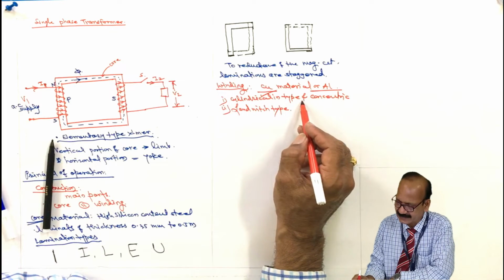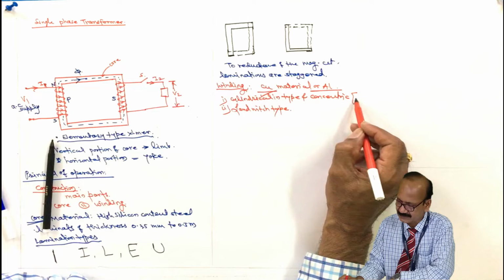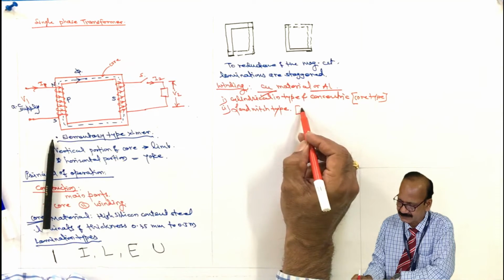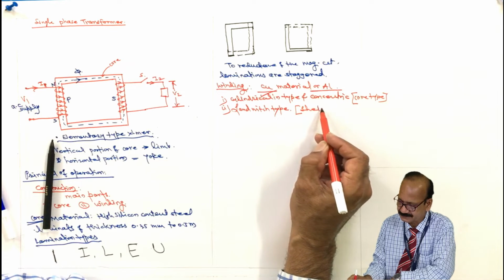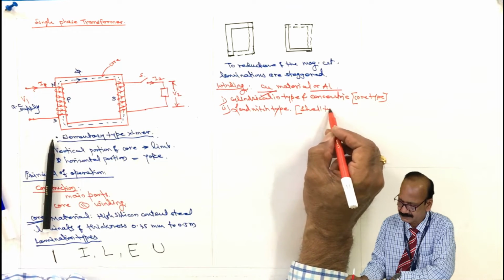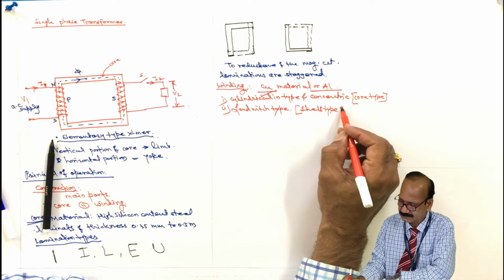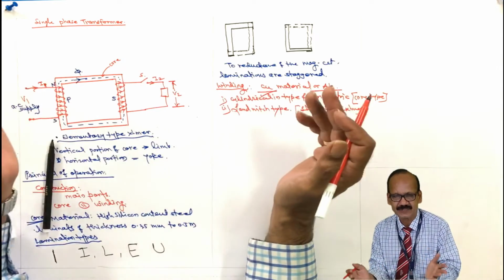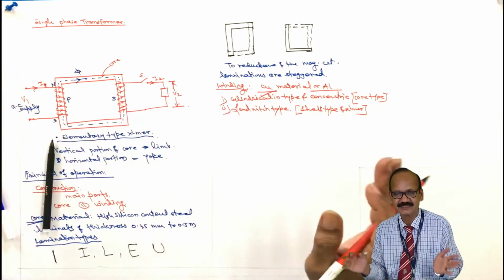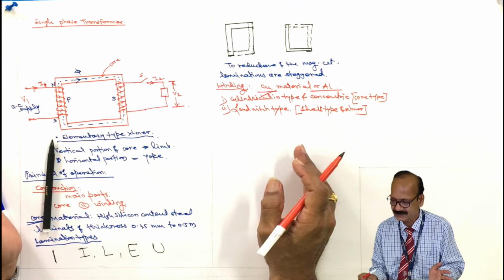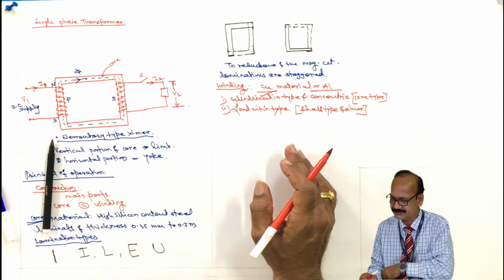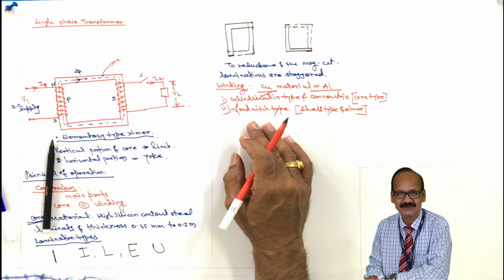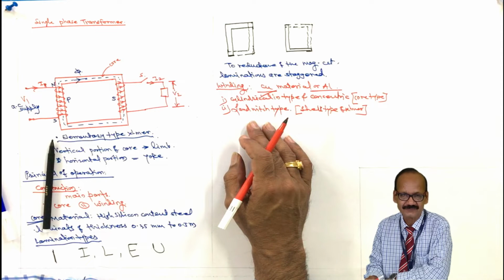Generally, the cylindrical type and concentric winding is used for the core type of the transformer, and this is for the shell type of the transformer. Now the question is, what is core type? In the core type of the transformer, windings surround a considerable portion of the core, and in shell type, the core surrounds a considerable portion of the windings.